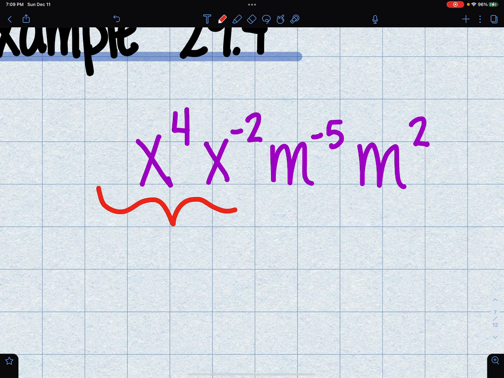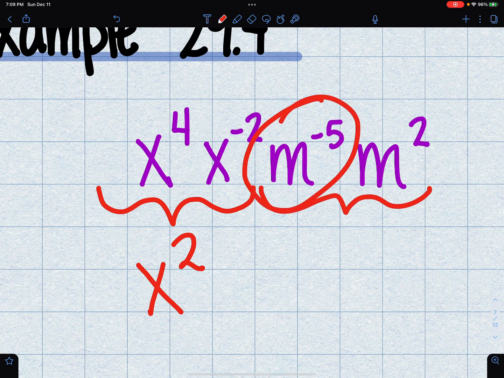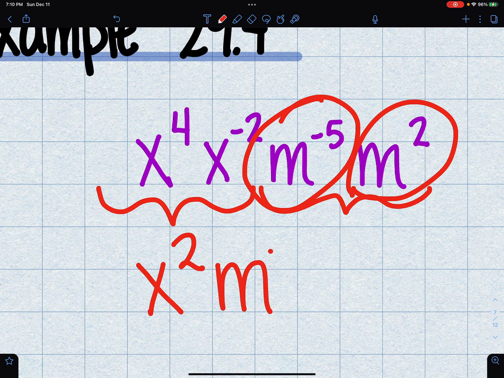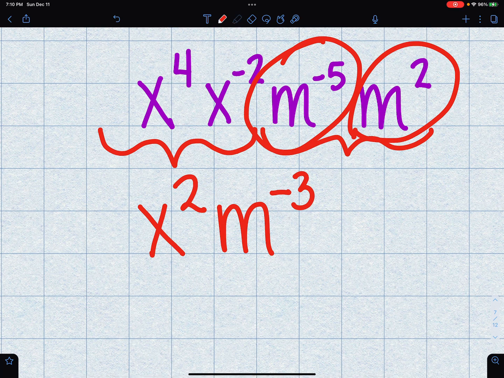But now when I do that, it's easier to do, right? Because I can combine these x's and get x raised to the what? Well, we're just going to do 4. We've got 4 x's here. We've got -2 x's here. So 4 minus 2 is just 2. And now what about the m's? We've got -5 m's here, and we've got +2 m's here. So we're going to end up with m to the -3 when you just add those together. And that's it. That's the final answer of how you would simplify that problem.